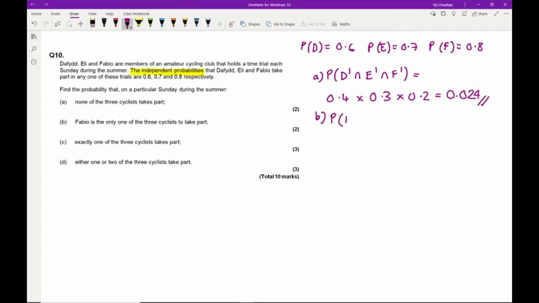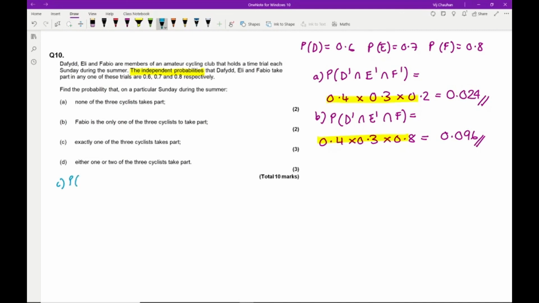Then for B, it says Fabio is the only cyclist that takes part, so this is a probability that D doesn't take part and Eli doesn't take part, but Fabio does. So here I'm going to have 0.4 times 0.3 times 0.8, and that gives me a probability of 0.096. And that's where you get 2 marks. Now where the 2 marks are gained from is by you showing your working out and then getting the final answer. So moving on to C, here we want exactly one cyclist to take part.